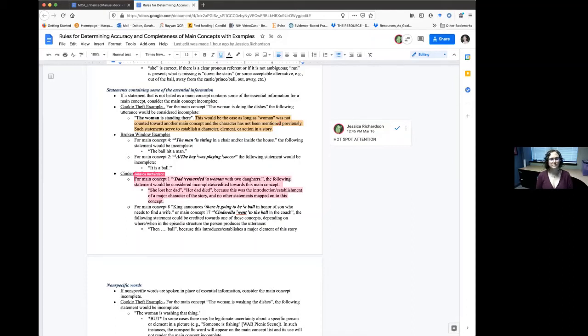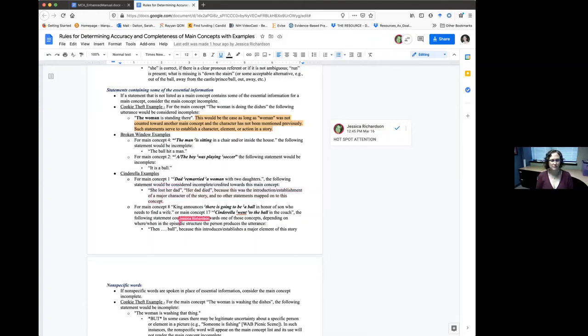But according to this rule that is highlighted here, it's establishing a main character that is important to the story, and it wasn't used for anything else, so this would actually be credited towards main concept 1, dad remarried a woman.